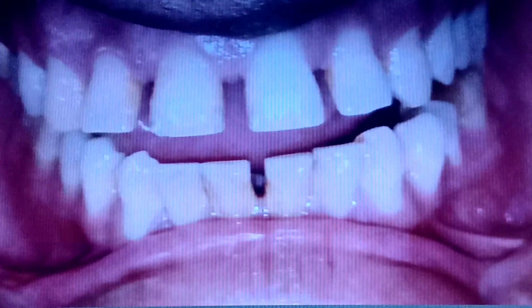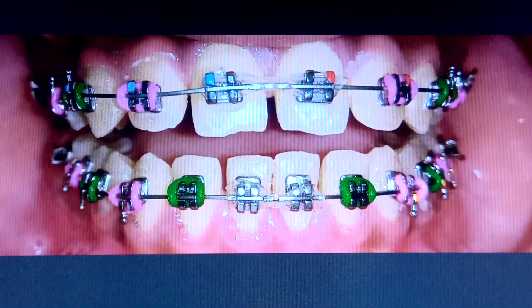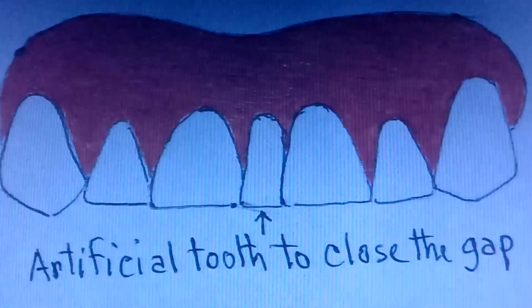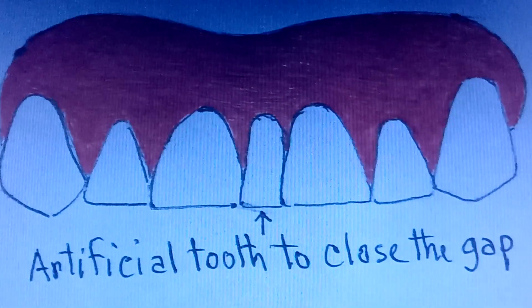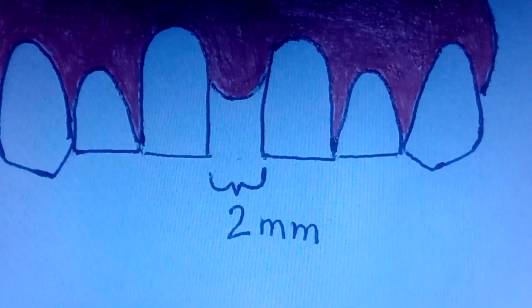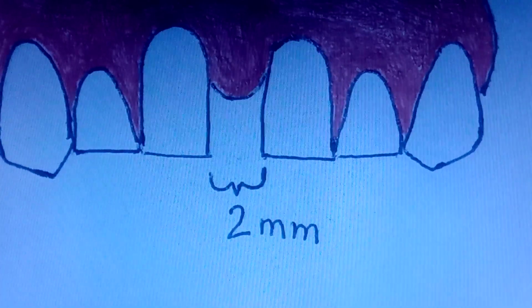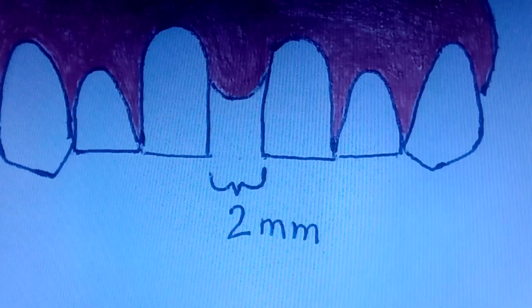We can close this interdental spacing by three methods. These are the cosmetic method, orthodontic method, and the method of attaching artificial teeth. Now we will try to discuss those methods elaborately. At first, the cosmetic method.